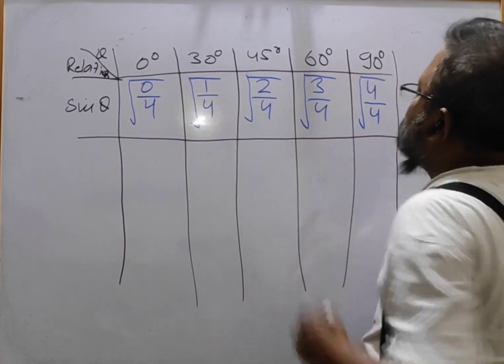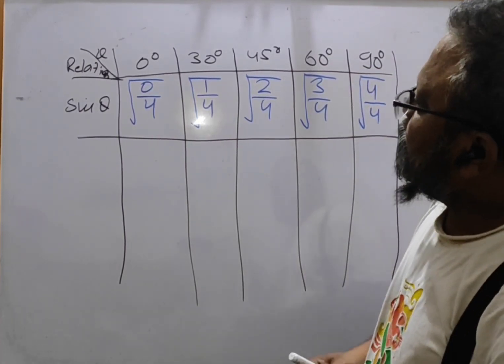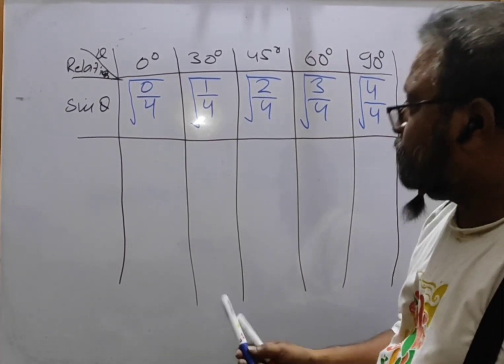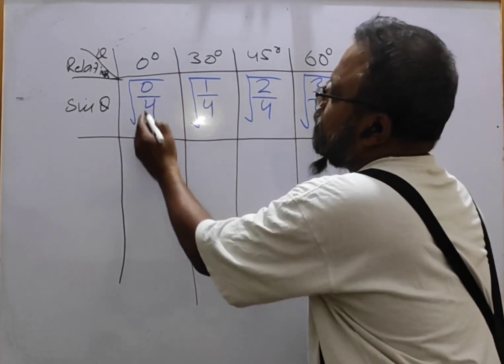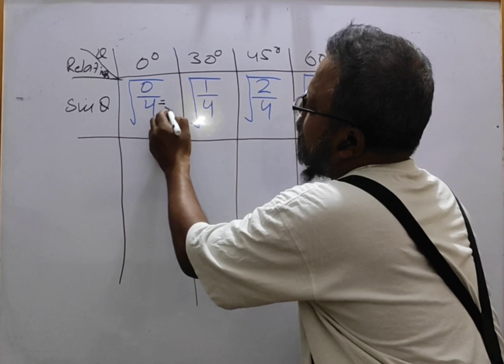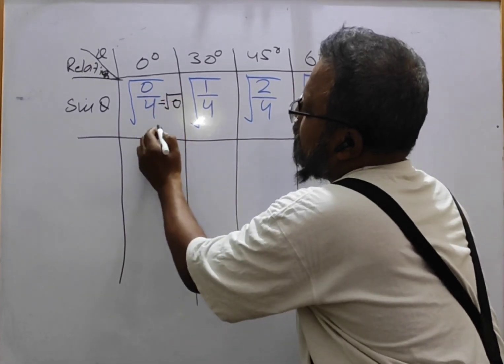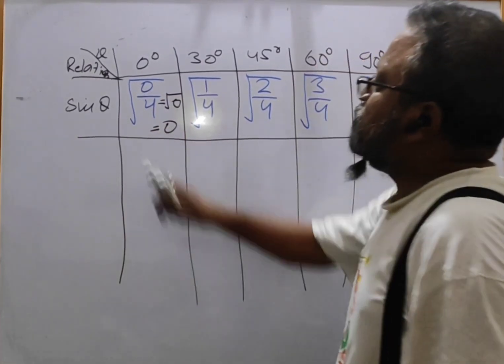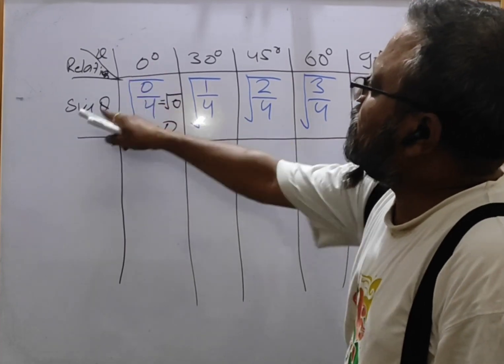Getting? Then what happens? 0 upon 4 is 0. Square root of 0 means it is 0. So sine 0 degree is 0.